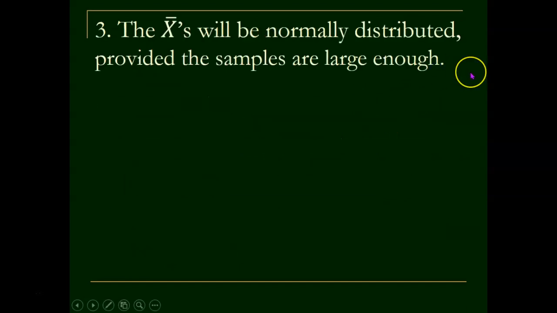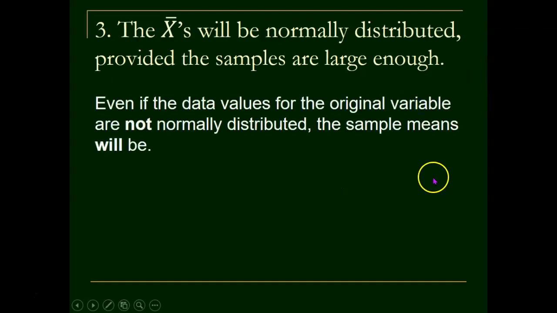And the third thing this tells us: the x bars, the sample means, will be normally distributed provided the samples are large enough. So even if the data values for the original variable are not normally distributed, the sample means will be.